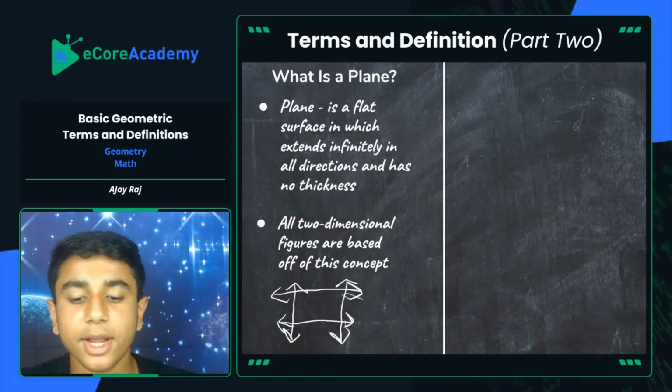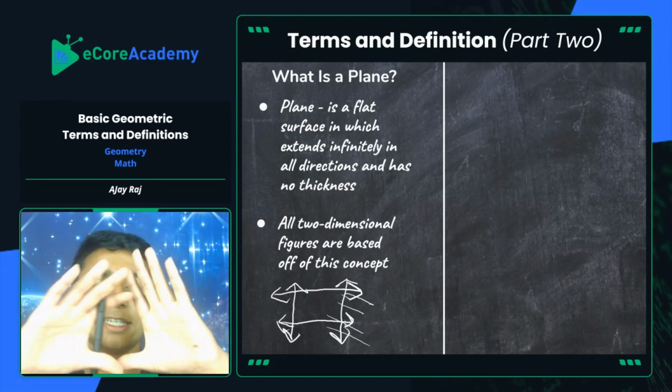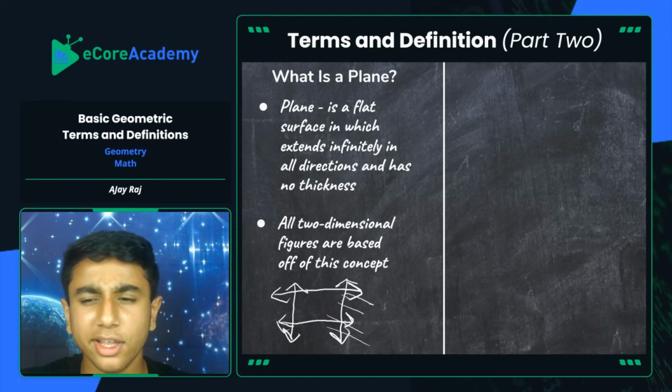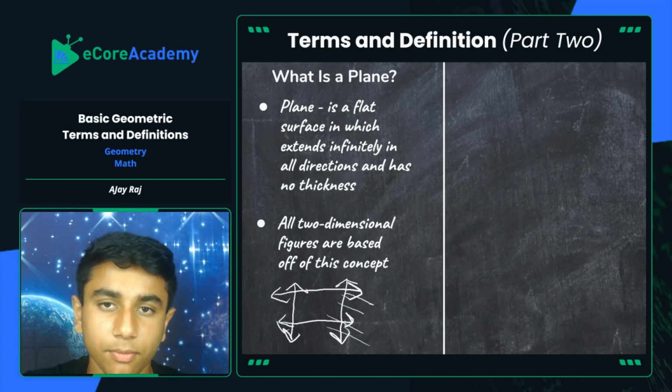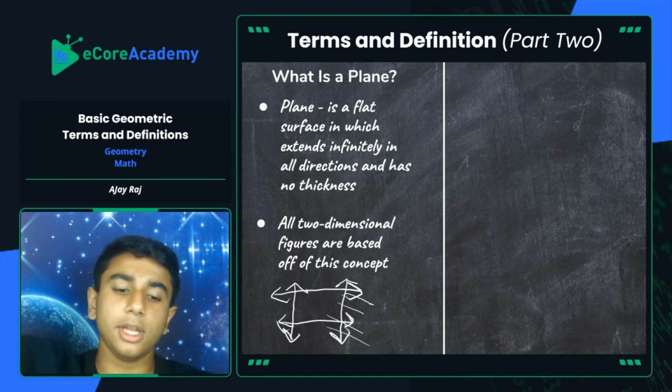But in every direction, this is just extending out. And basically, if this whole screen here was a plane, it would just be extending out infinitely and increasing infinitely. Now, a plane is very key, and it's a bit confusing because we refer to planes in three-dimensional references, but they are two-dimensional figures.